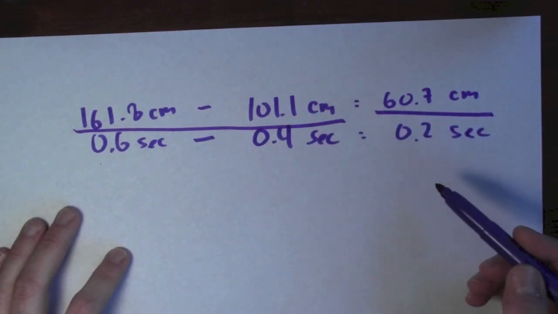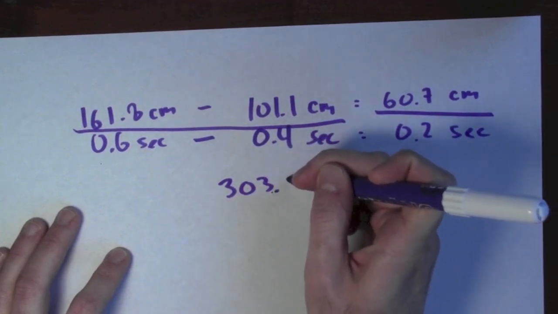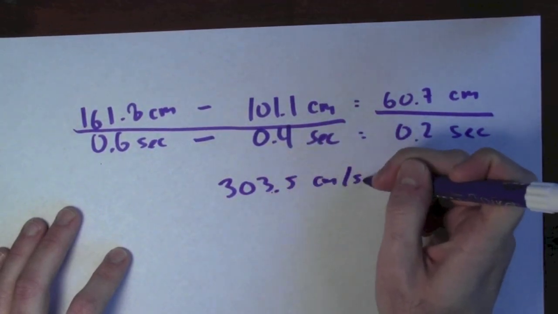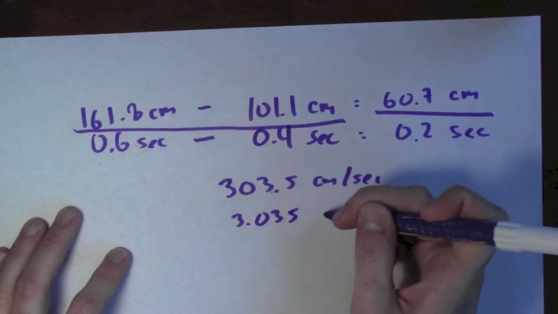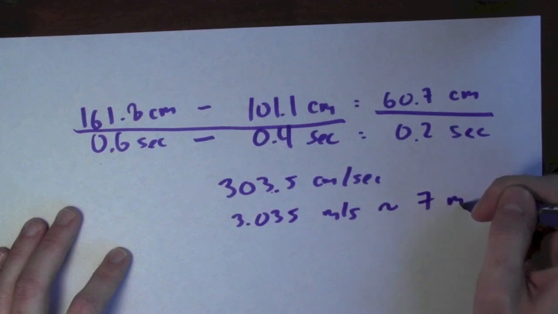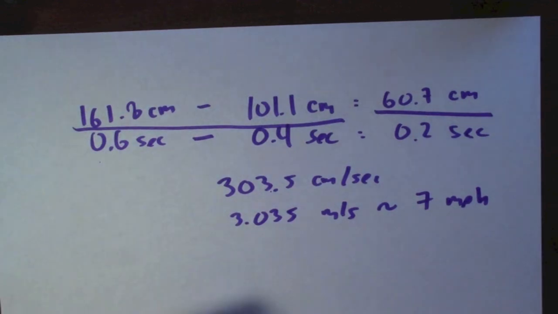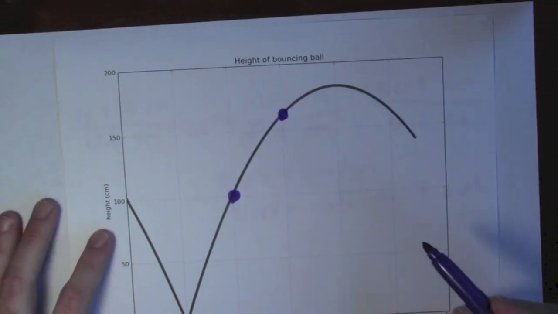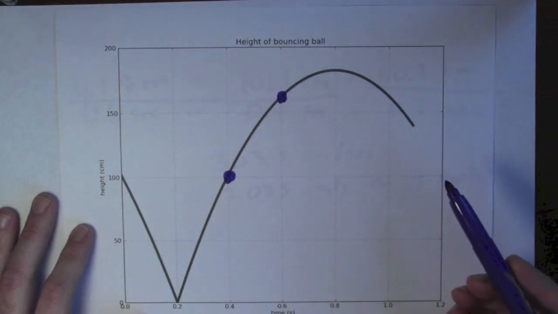0.2 centimeters per second, which is 303.5 centimeters per second, or 3.035 meters per second, which is about 7 miles per hour. Now, I could do a little bit better, right? Here I'm calculating the average speed of the ball between 0.4 and 0.6 seconds.